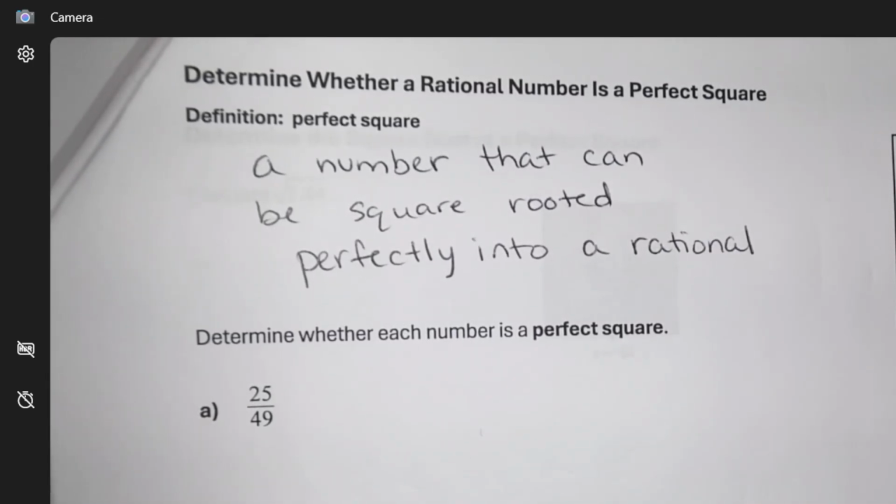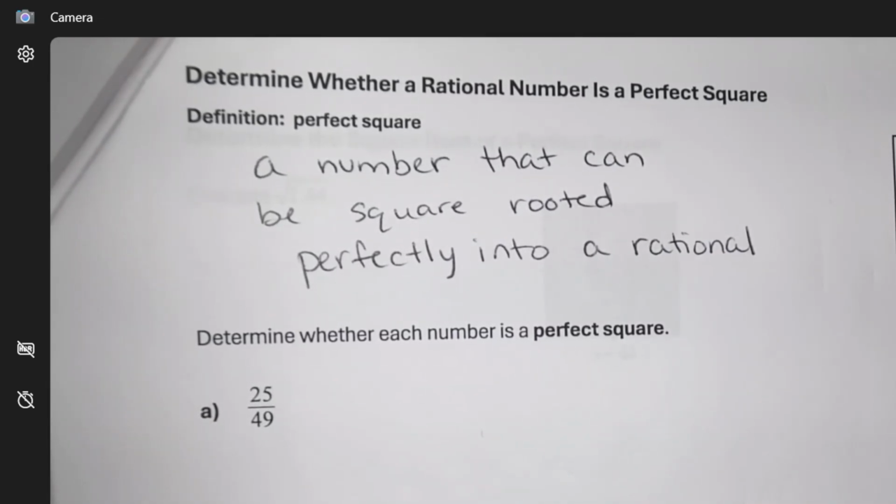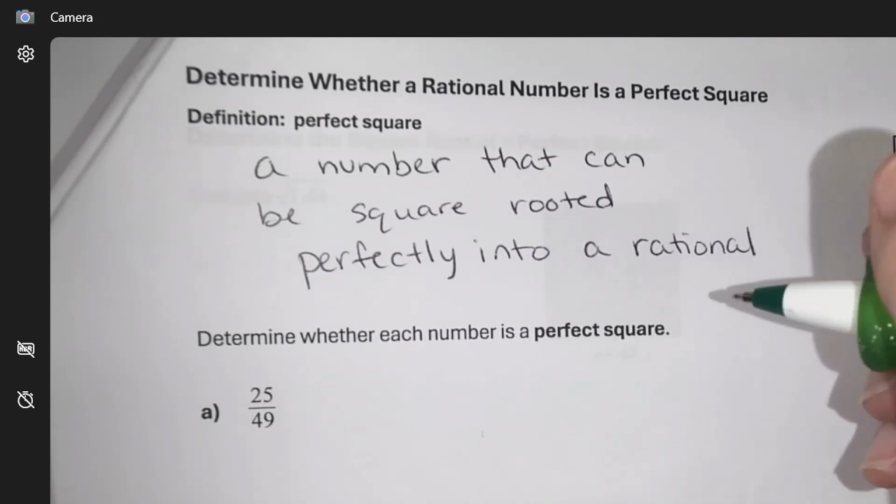So it's something that when I square root it, it could be a whole number, it could be an integer, it could still be a fraction, it could still be a decimal. If it does what as a decimal? It would have to stop, right? Or repeat, like a 1/3.